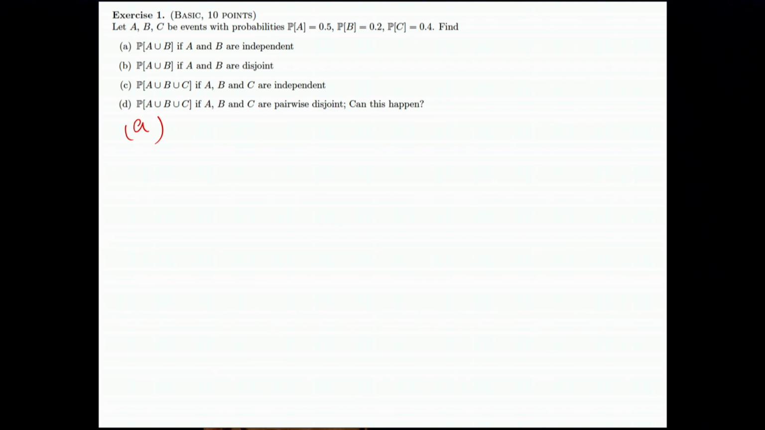What does independent mean? If A and B are independent, that means the probability of A intersection B equals the individual probability of A times the probability of B.